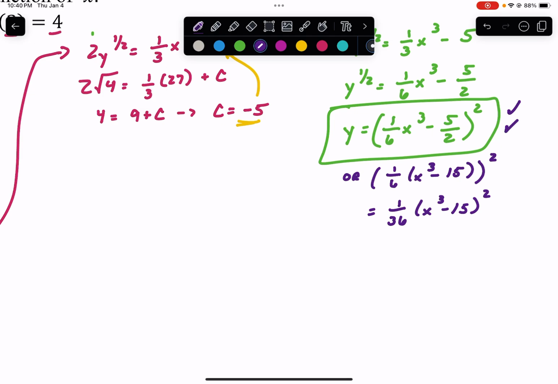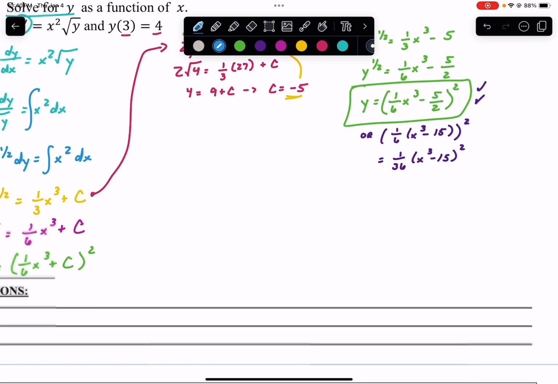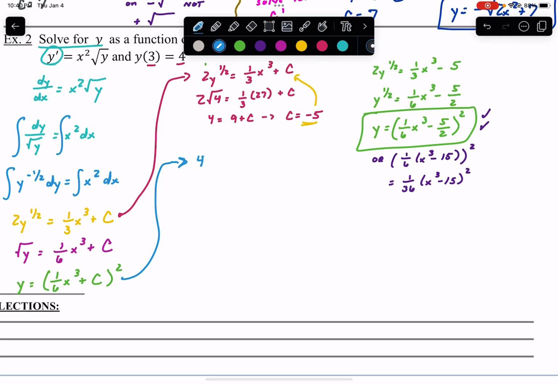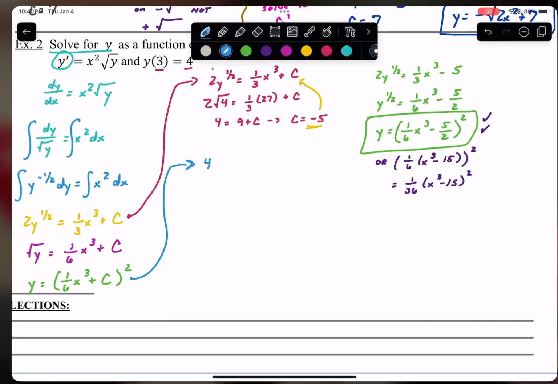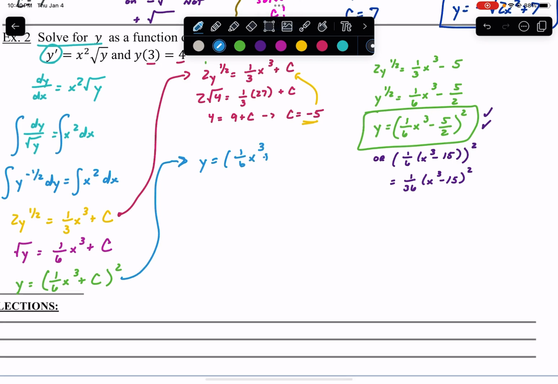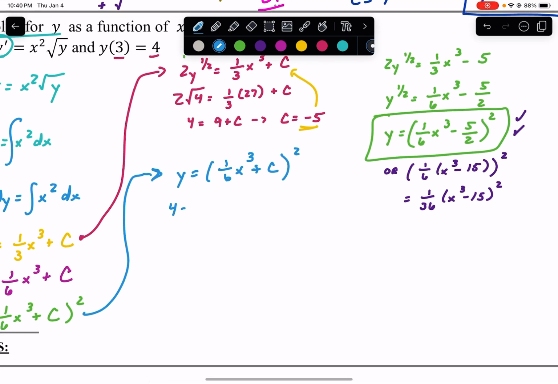Now, what if I solve for c at a different step, though? What if I got all the way to here and then decided to solve for c? What would that look like? Well, let's see what that looks like. If you plugged in a 4 for y, here, let me rewrite. Oops, sorry about that. Jumped around a little bit. Let me rewrite the y equals 1/6 x cubed plus c all squared. There we go. Now plug in a 4 for y.